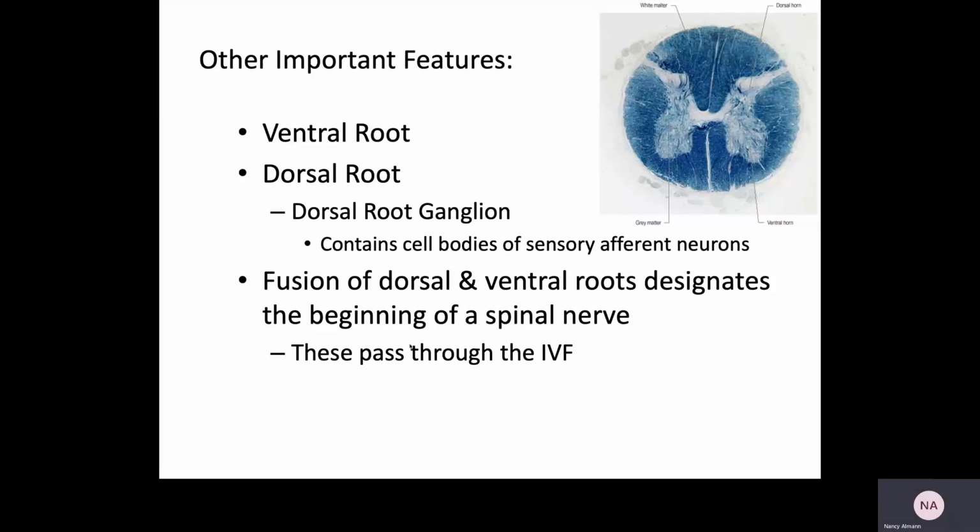So when you have a fusion or the merging of the ventral root carrying motor information and the dorsal root carrying sensory information, you actually give rise to spinal nerves. Those are what are going to pass through the intervertebral foramen. We'll talk about spinal nerves in another section. Very exciting, stay tuned.